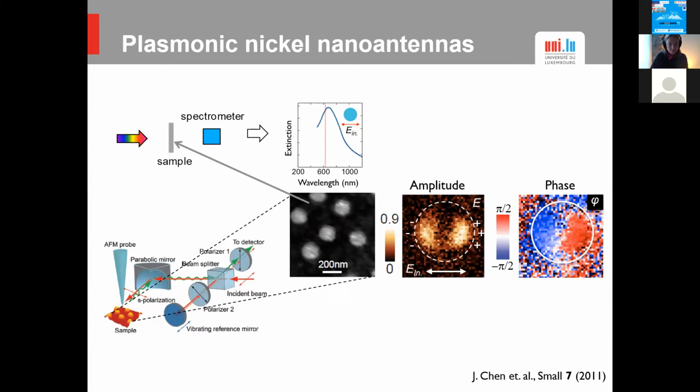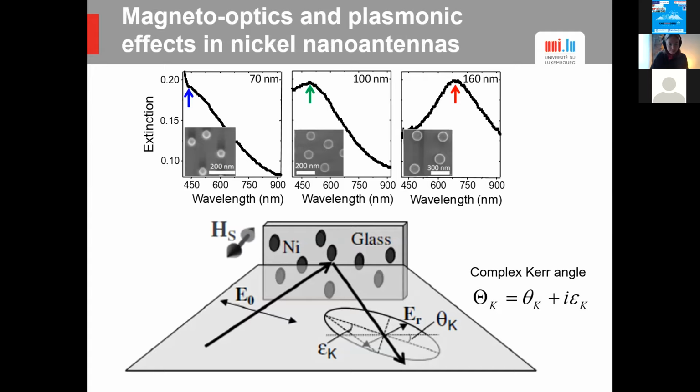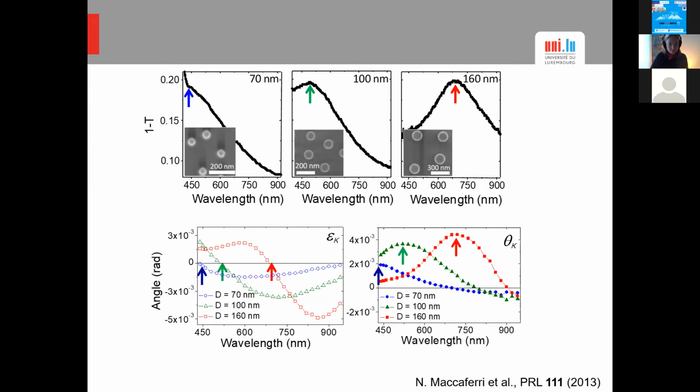Later on, what we did was to take antennas of different size. In particular, we changed the diameter of these antennas. You can see that by changing the diameter, as I showed you previously, you can tune the position of the plasmonic resonance. And of course, we are interested in the magneto-optical properties, so we explored their magneto-optical behavior in the polar configuration. We focused on two main quantities again, the Kerr rotation and the Kerr ellipticity. What we found is that, at the position where the resonance is excited, the ellipticity vanishes and the rotation is maximum. And this is strongly dependent on the position of the localized plasmon resonance.